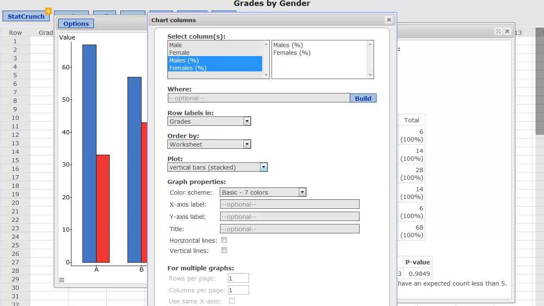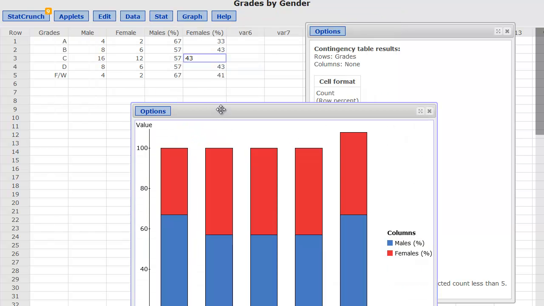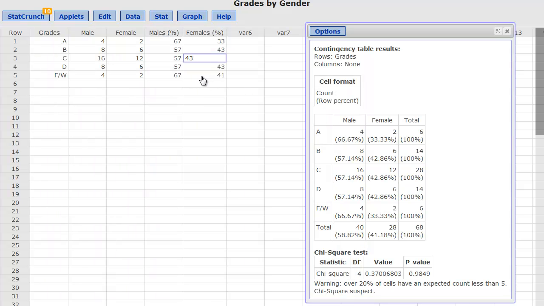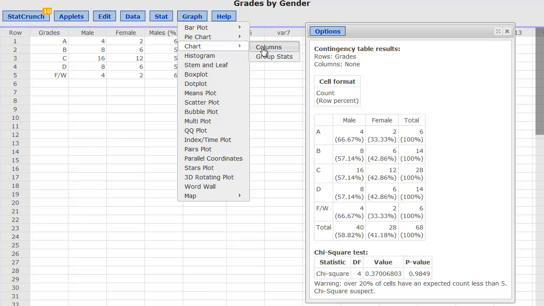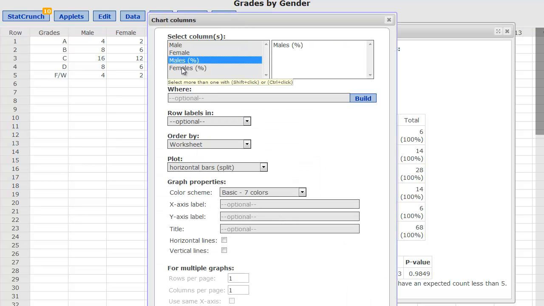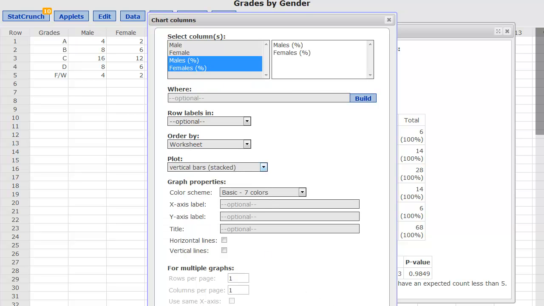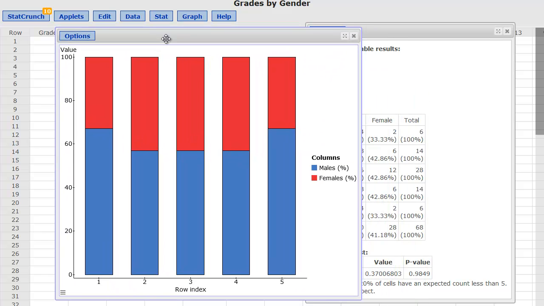And the stacked is fun. And so now you'll notice something's a little off because this should be 100 and it's not. What happened here? Oh, this should be 33. Graph, chart, columns, percentage, stacked, compute. There, they're all 100 now.